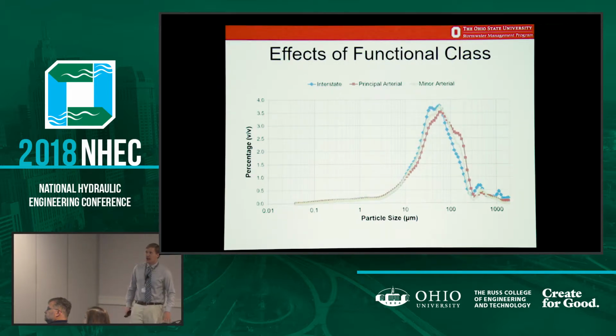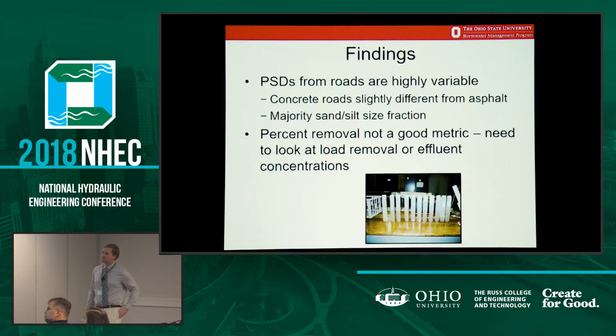In terms of functional class, interstate, principal arterial, minor arterial shown here, if you just visually look at that, you're like, yeah, those are all the same. And in fact, statistically, they were all the same. So there was no difference in PSD across different functional classes of roads.